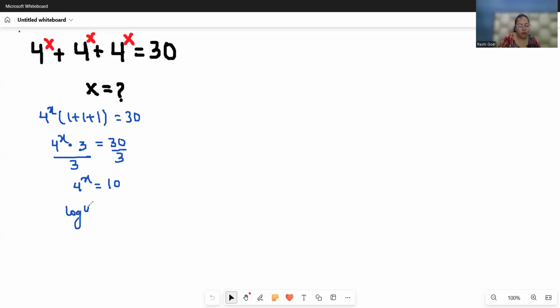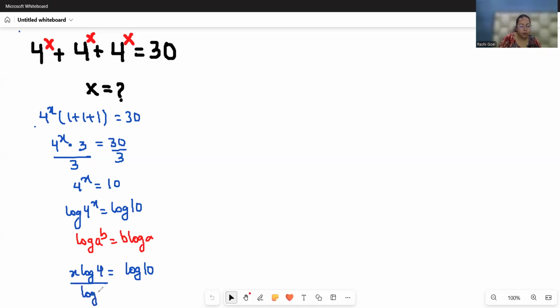So now I am taking log on both sides. So as per log rule, log a power b, we can write it as b log a. So this becomes x log 4 equals log 10. Now if I divide both sides by log 4, this will cancel out. So x equal log 10 by log 4.